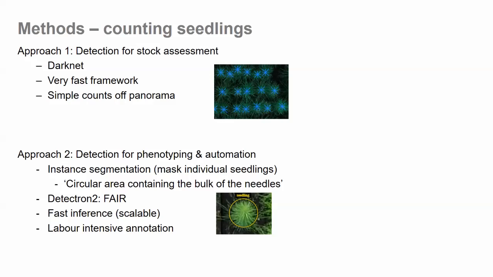The second approach was slightly more sophisticated. Here we wanted to move beyond detection to do instance segmentation, where we actually draw an outline around a circular area containing the bulk of the needles for phenotyping applications. To do this, we had to capture labor-intensive annotations by drawing polygons around the outlines of hundreds of seedlings. Then we fed these to Detectron2, a neural network system released by Facebook AI Research.